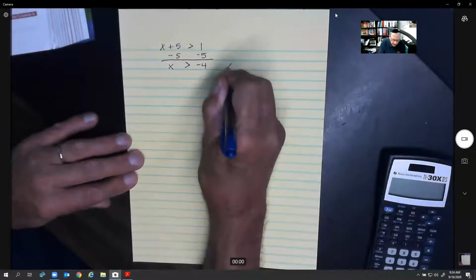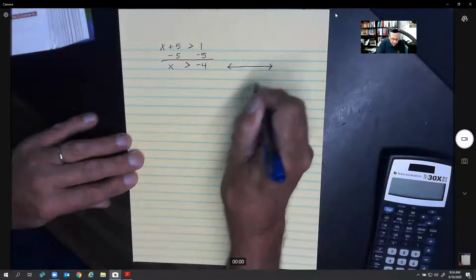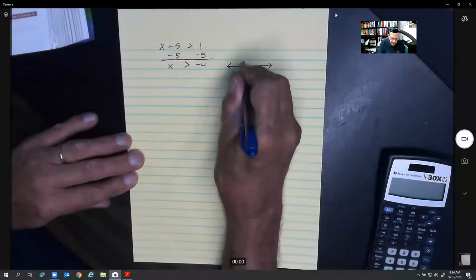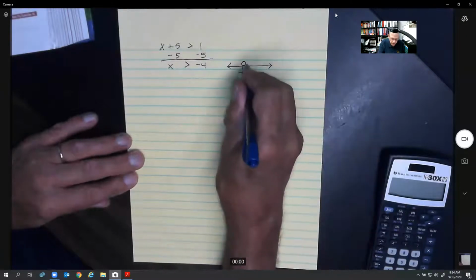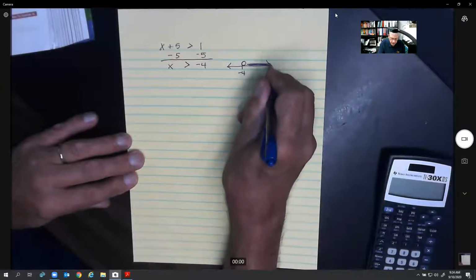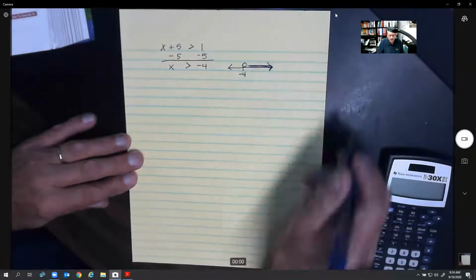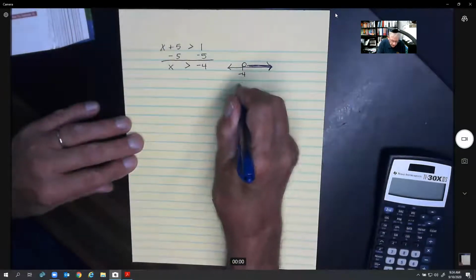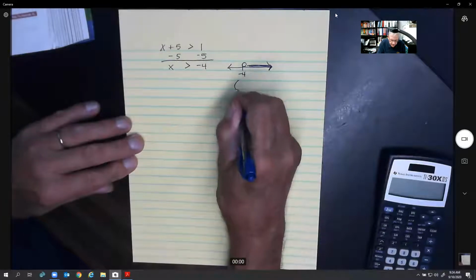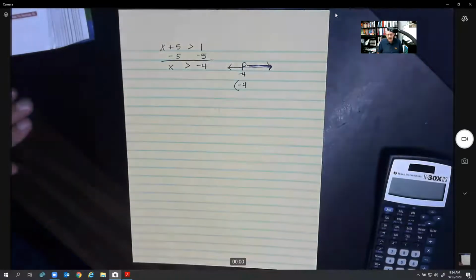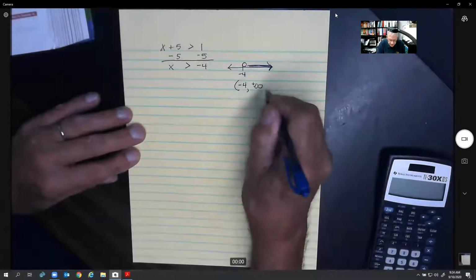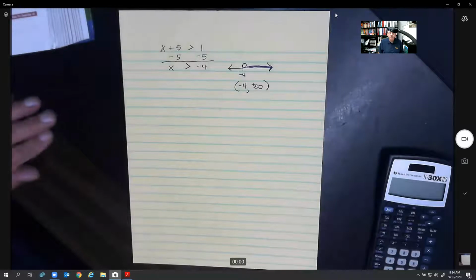On a number line, x is greater. It's going to start at negative 4, and it's going to be numbers that are greater, but not exactly negative 4, open circle, going this way, going towards very large numbers. So we could write it in interval notation as negative 4, as it started exactly there, and it's going towards positive infinity, but we're going to keep that an open circle too.